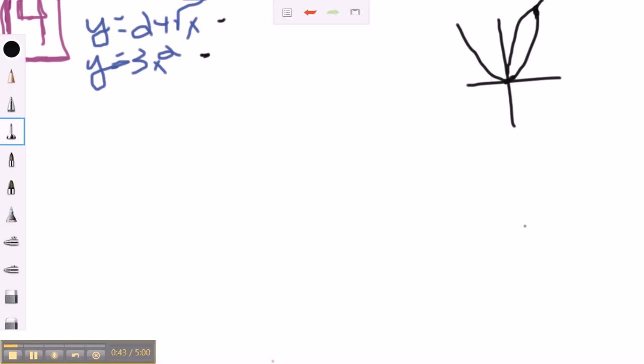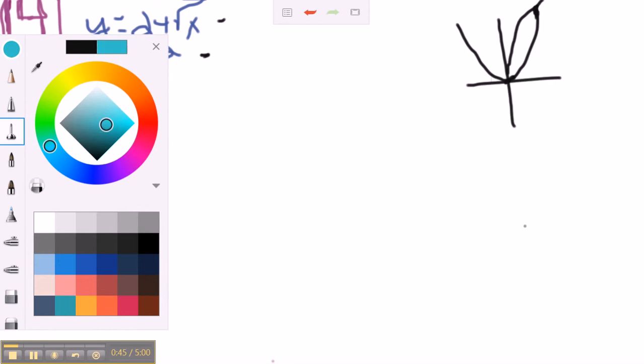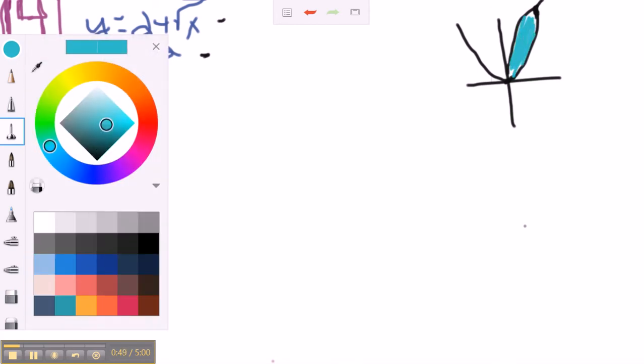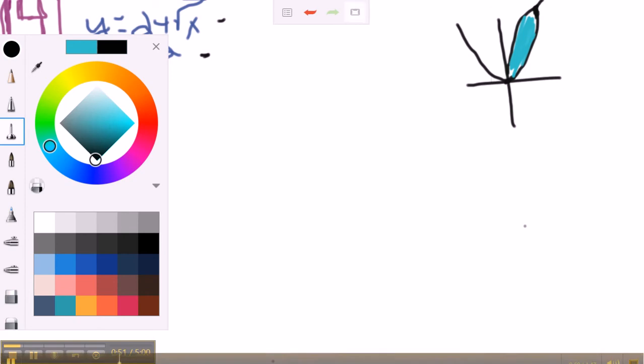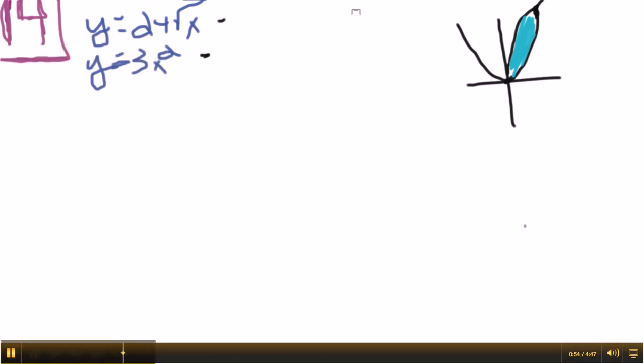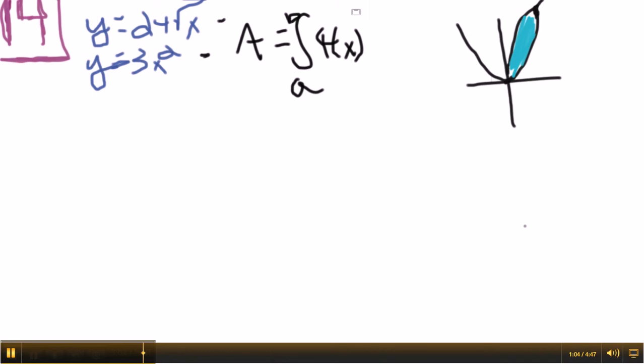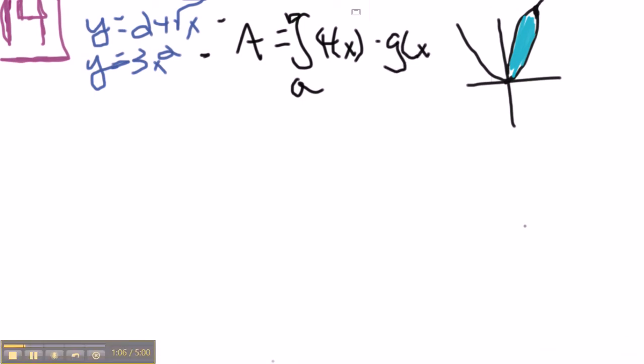So we are looking then for this area. That's what we're going to be solving for. And we do that by following the equation: A equals the integral from a to b of f of x minus g of x. Okay, so f of x is going to be our upper function. So in this case, it is our 24 square root of x.